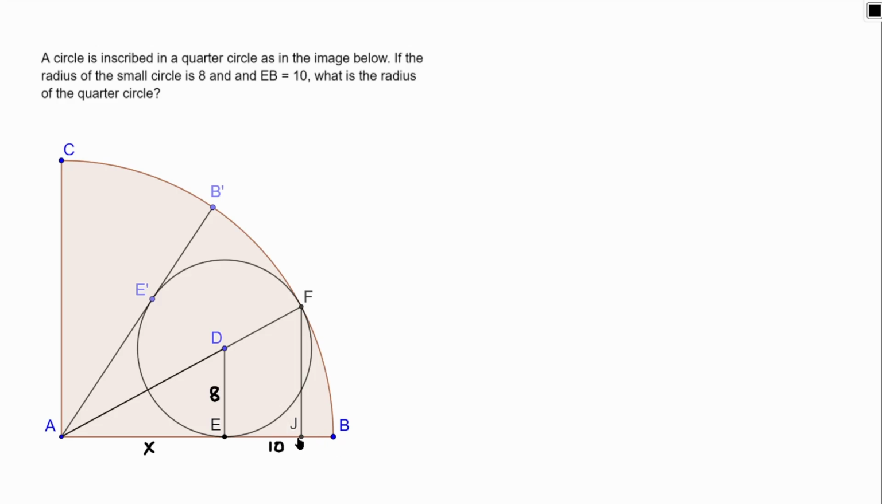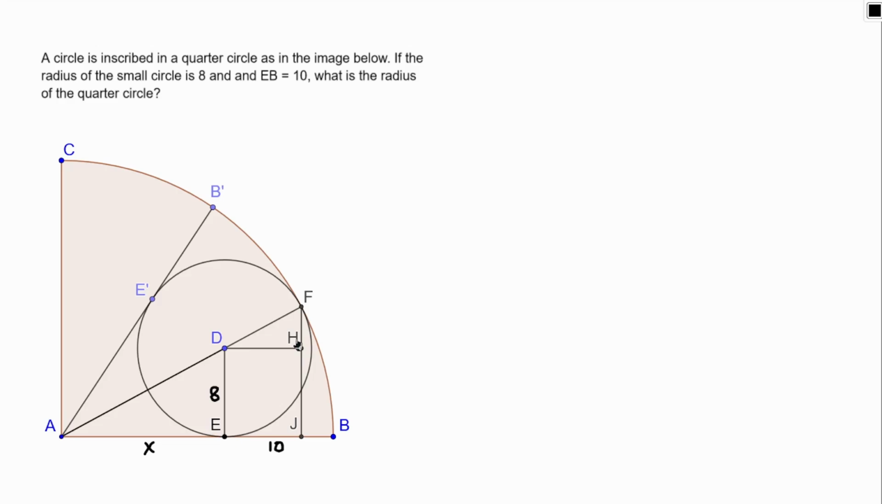And then if I can somehow maybe get this distance from J to B, and maybe I draw a line segment from D that is orthogonal to this line segment FJ, I get something like this, and I get this point of intersection H. And then I have this right angle triangle DHF that is similar to the triangle AED, and also similar to the triangle AJF.